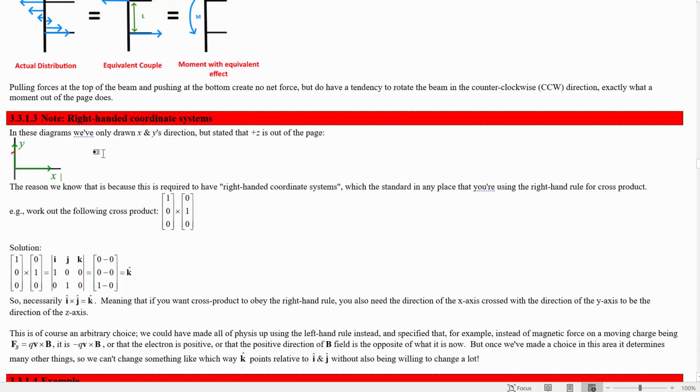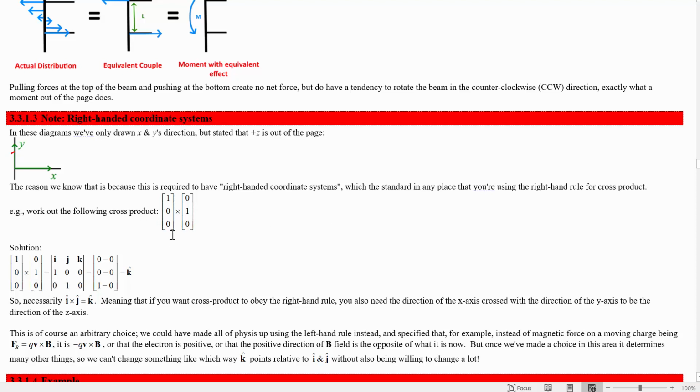Another point I mentioned earlier is that we're dealing with right-handed coordinate systems, and these are ones where x cross y is equal to z. So we need this to be the case as long as you want the cross product to work out the way that it's working out.